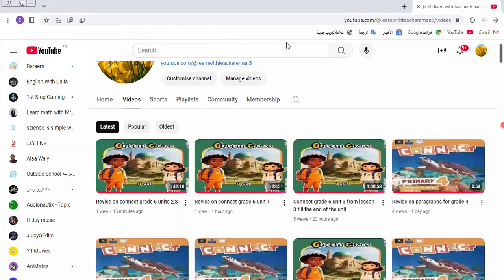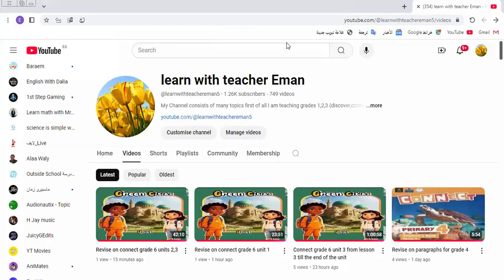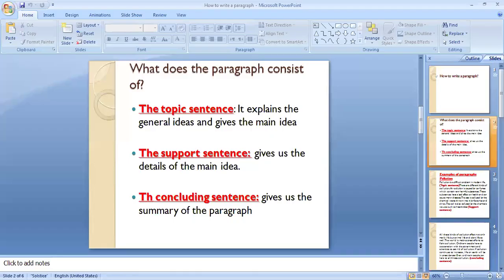Let's go to our lesson today. Today, it will be how to write a paragraph. But before I do so, I would like to say something. Before we write a paragraph, we must know the parts of the paragraph. The paragraph consists of what? The topic sentence, the support sentence, the concluding sentence. These are the parts of the paragraph.